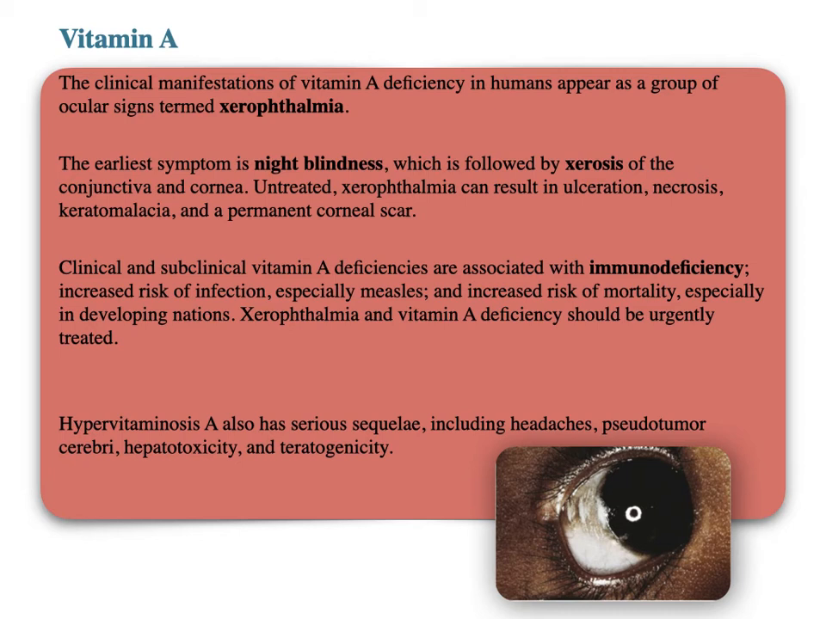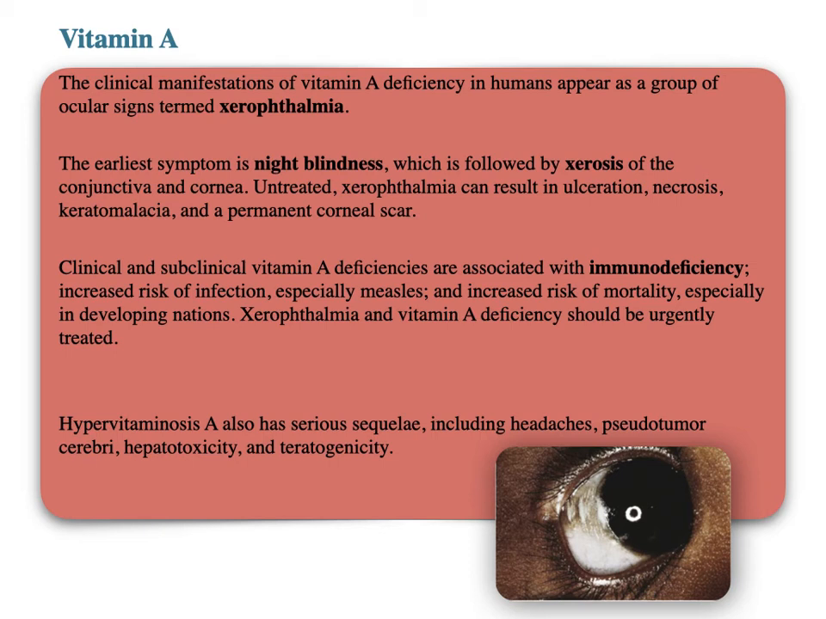Vitamin A. The clinical manifestation of vitamin A deficiency in humans appears mainly as ocular signs, which is termed xerophthalmia. The earliest symptom is night blindness. Then the patient will develop xerosis of the conjunctiva and the cornea. And if the condition is left untreated, it will result in ulceration, necrosis, keratomalacia, and the patient may end up with a permanent corneal scar.